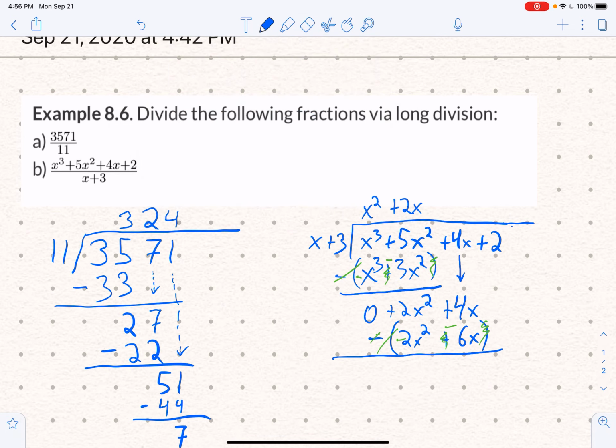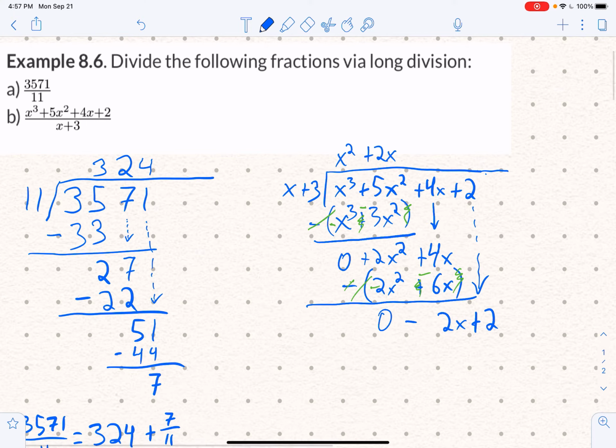All right, what's our next step? Well, we add or subtract straight down here. So 2x squared minus 2x squared is 0. 4x minus 6x is negative 2x. And I guess I put a plus there, but I didn't need it. It really should be minus 2x. Good. That step is done. So now we look up to the top, and we bring the next term down, plus 2.